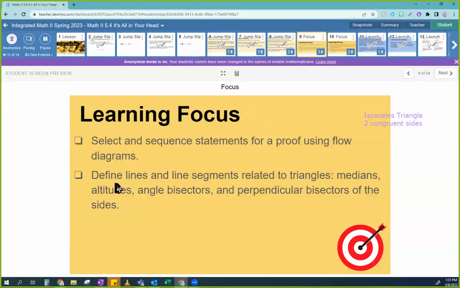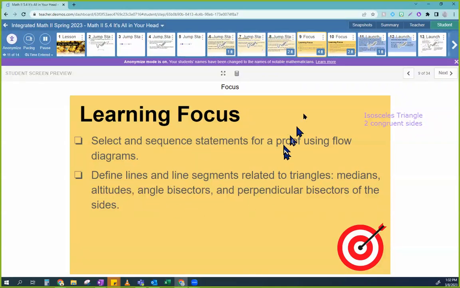So we're going to be able to define lines and line segments that relate to all of these words: medians, altitudes, angle bisectors, perpendicular bisectors of the sides. So all of these words you're going to know, but right now you're like, I think this word sounds familiar, right?